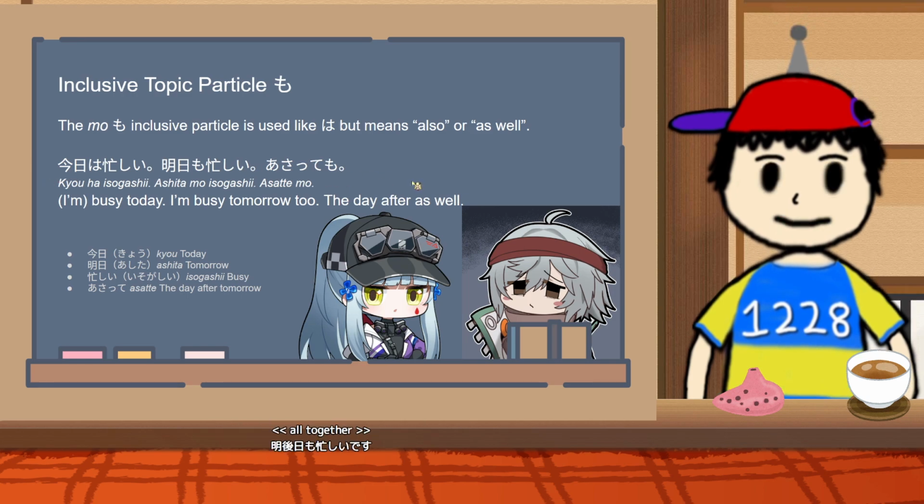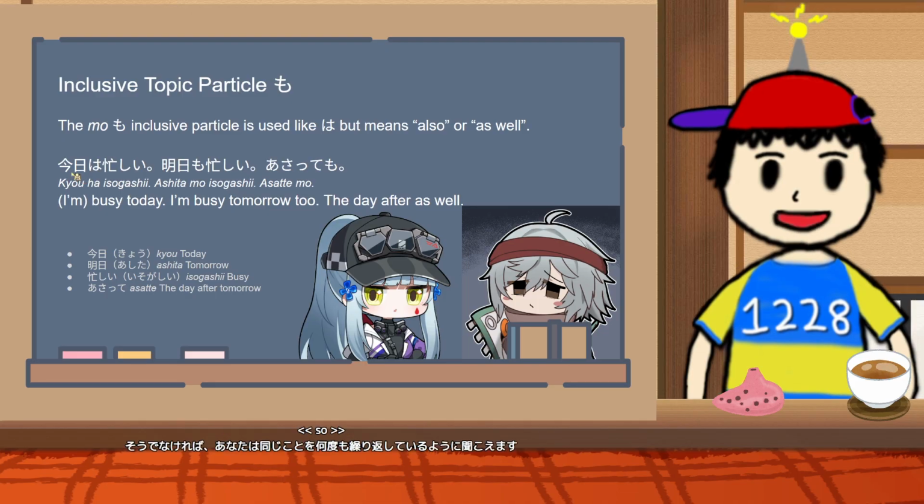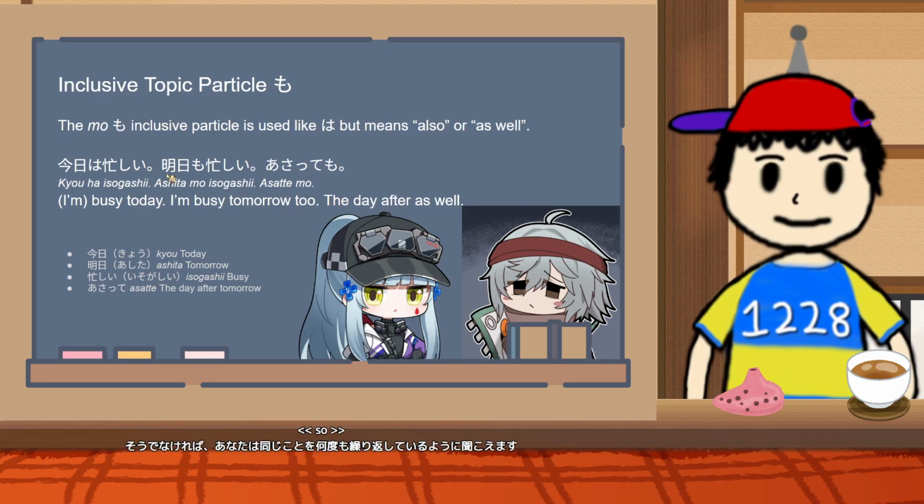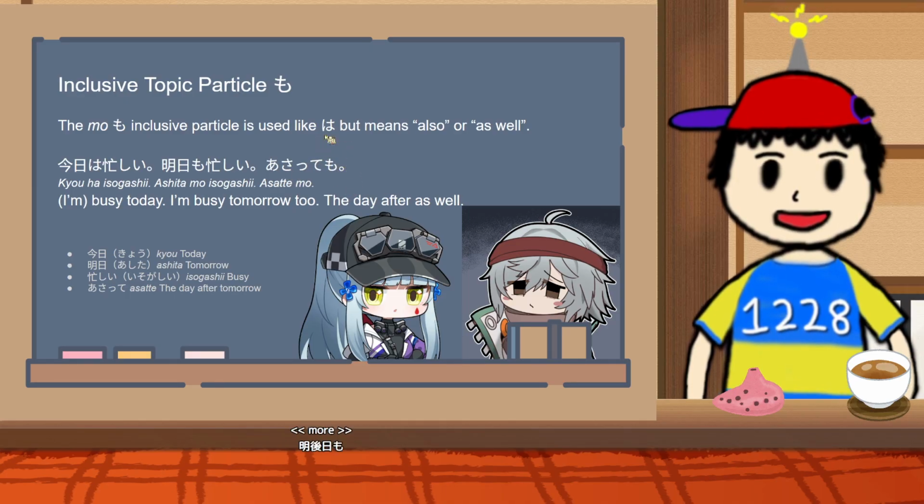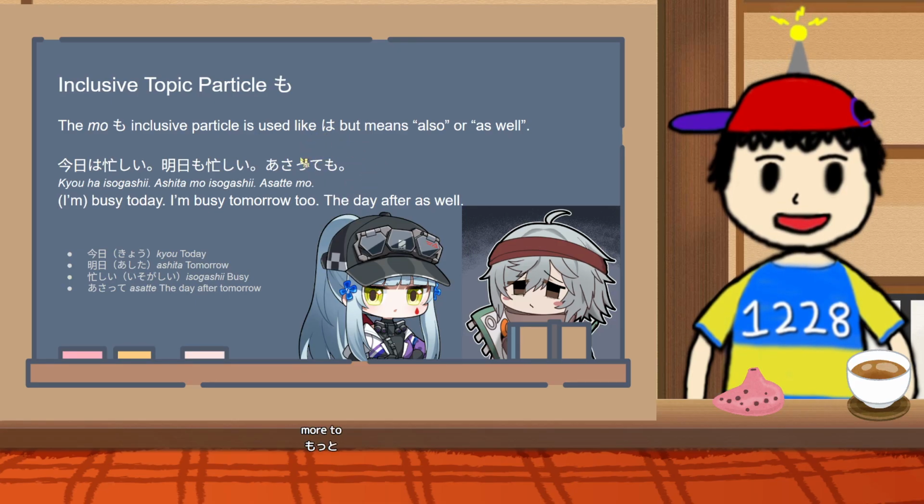So altogether, we have an example of wa being used. In fact, in this particular instance, wa doesn't even need to be used. You can say kyou isogashi. But for these following sentences, the mo would also need to be used. Otherwise, it sounds like you are repeating yourself quite a lot. So, kyou isogashi. Kyou wa isogashi. Ashita mo. Also tomorrow. I'm busy. Asatte mo. Also the day after tomorrow. So, mo includes more to the subject already being presented.